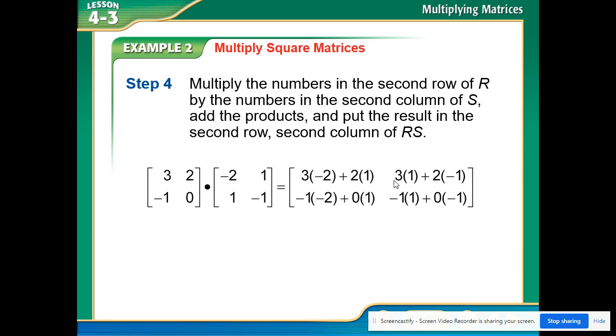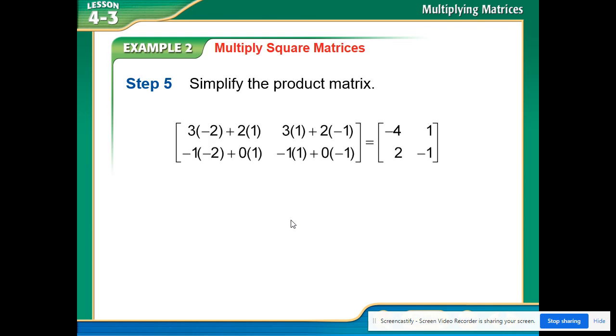Once we've done all that, we're just going to add these up. This is -6 and 2, and 3 and -2, and so on and so forth. And we just add the individual spots. So here we have 3 and -2, which is -6, plus 2, which gives us -4. And 3 minus 2, which is 1. And 2 plus 0, which is 2. You gotta like the zeros. And -1 plus 0, which is -1. And so this is my answer.